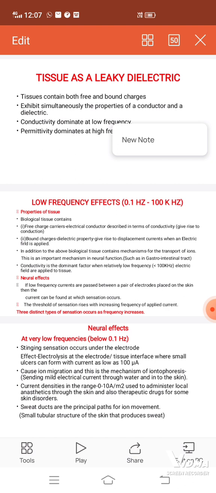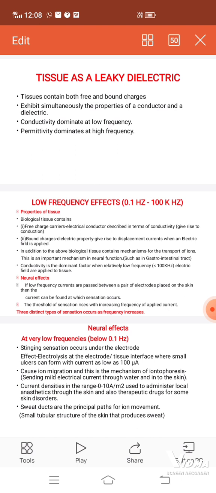In addition to the above two charges, biological tissue contains mechanisms which are used for the transport of ions. So biological tissue contains free charge carriers, bound charges, and it contains mechanisms for the transport of ions. This is an important mechanism in neural function and in membrane absorption process.